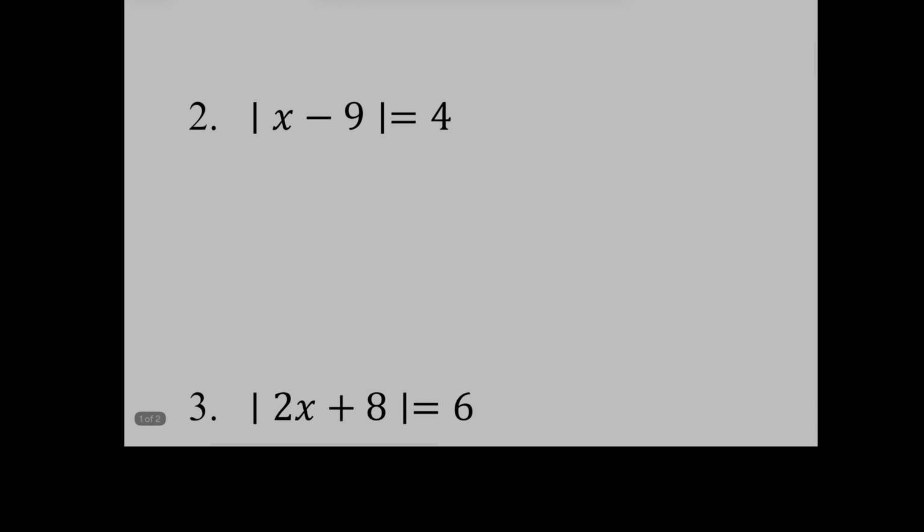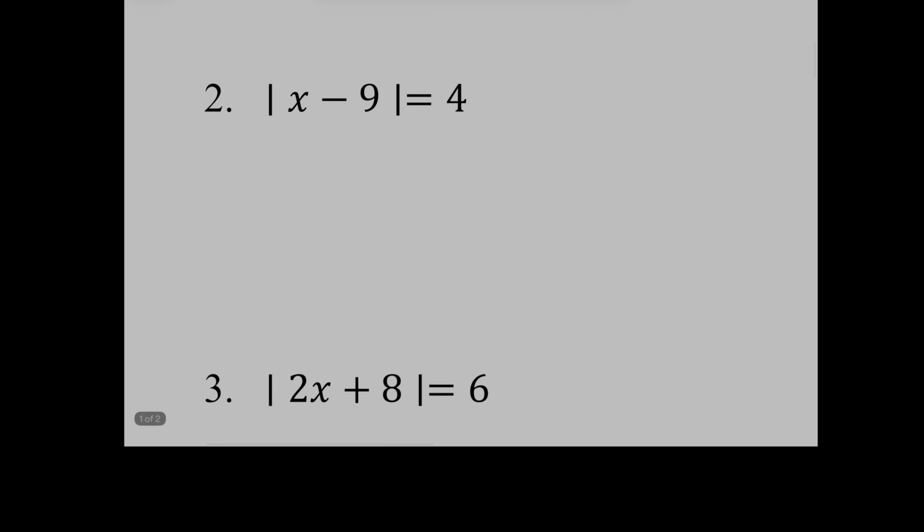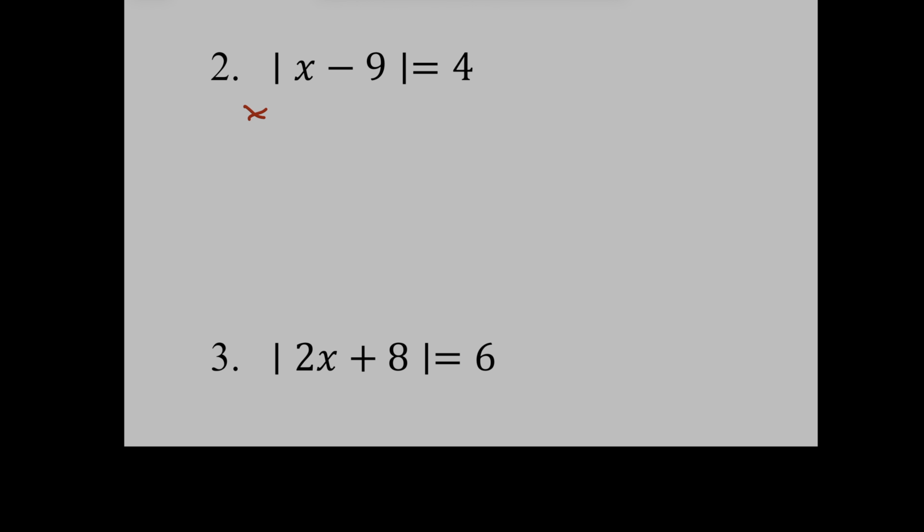All right, let's go to number 2. I'm going to do this one a little bit differently. Instead of just writing plus and minus against the 4, I'm going to write the equation twice. I'm going to write it as it is, just without the absolute value. And then I'm going to write it again, but I'm going to take whatever's on the right and make it negative. That's the other way to do it. And then you just solve it twice.